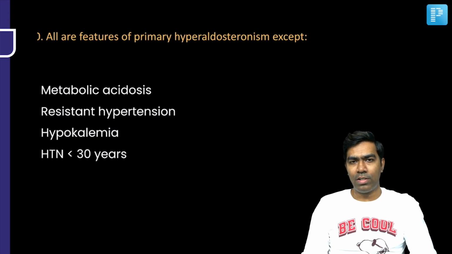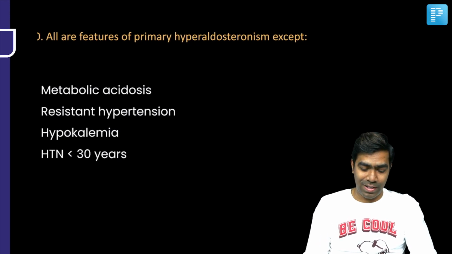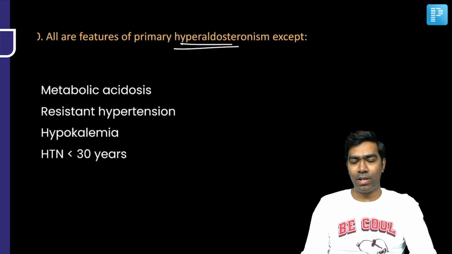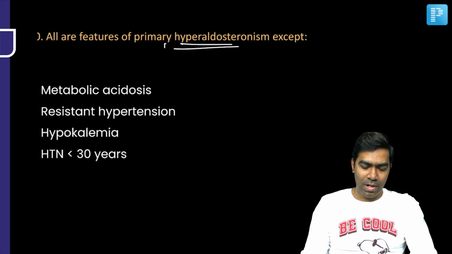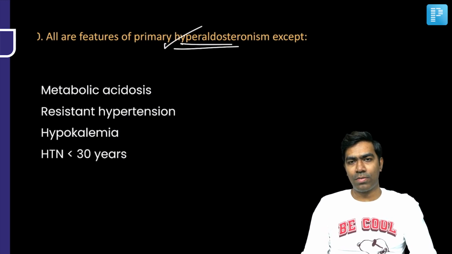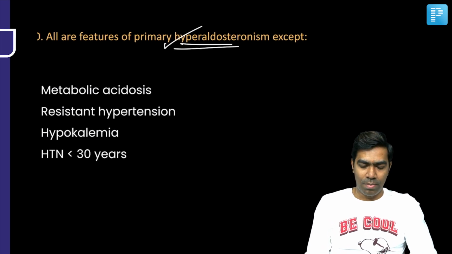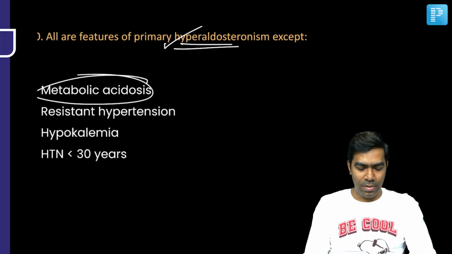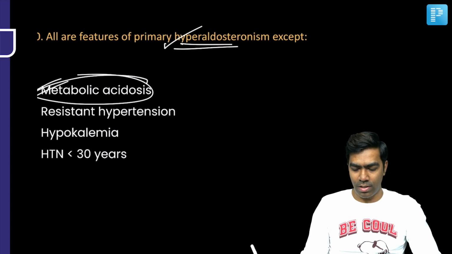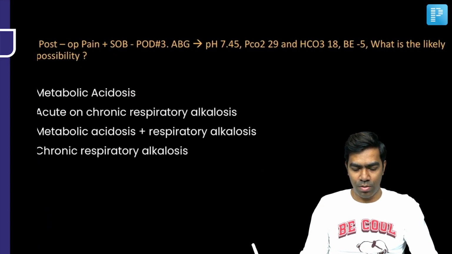Coming to question 30, it's one of the easiest questions in the entire paper. Again, all of the following are features of primary hyperaldosteronism, except: primary hyperaldosteronism is going to produce hypertension because of excessive sodium reabsorption, metabolic alkalosis and hypokalemia. Along with it, it can produce resistant hypertension and young hypertension also. But what is wrong? Definitely, it's metabolic acidosis. Right answer is option A. It is not a feature of primary hyperaldosteronism.